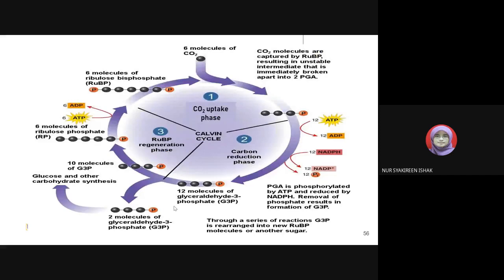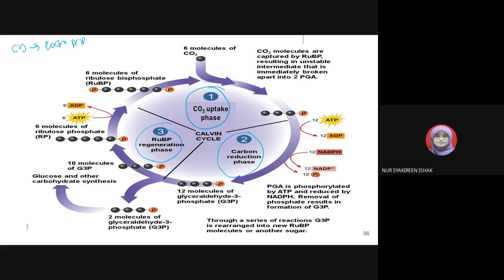Okay, so this is the whole diagram of the Calvin cycle. So phase 1, carbon dioxide uptake. Okay, phase 2, carbon reduction phase. Phase 3 adalah RuBP regeneration.